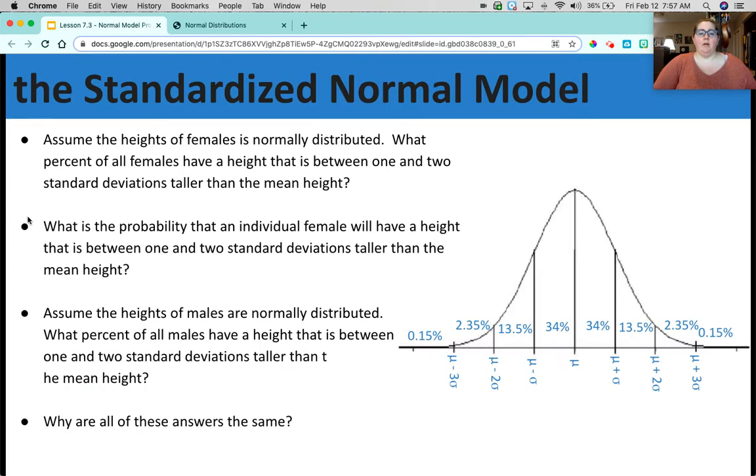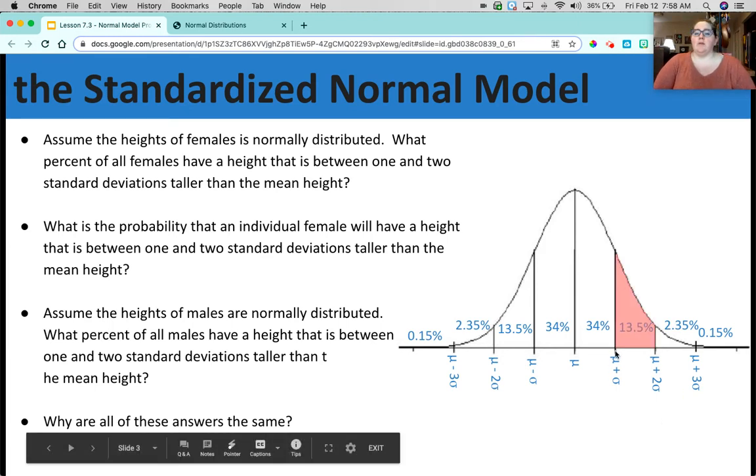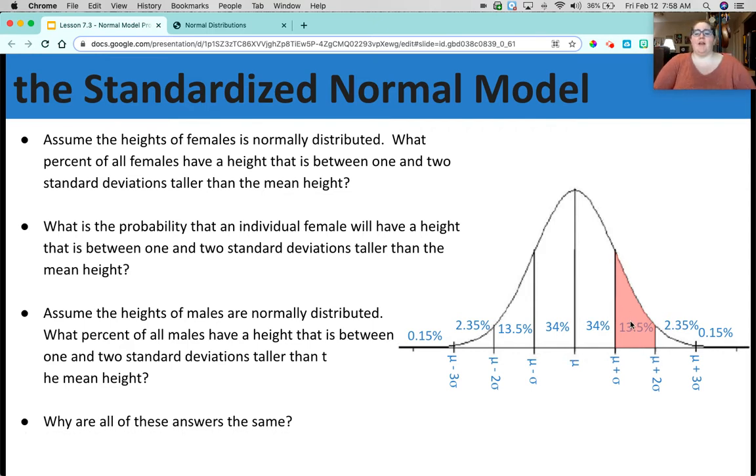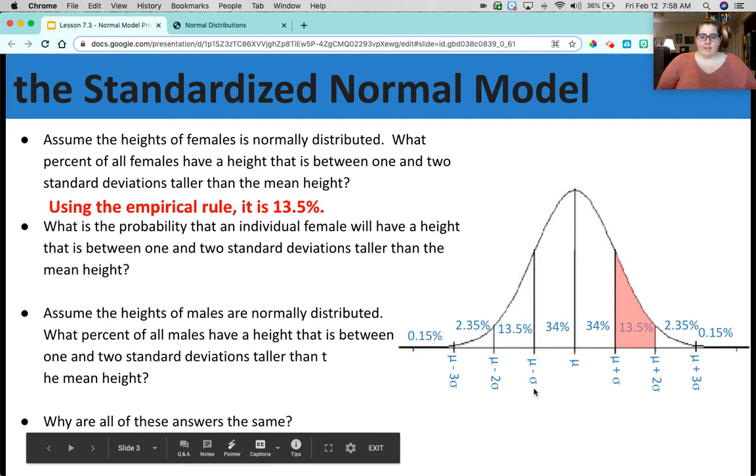So if you remember, if I were to assume the heights of females are normally distributed, what percent of all females have a height that is between 1 and 2 standard deviations above the mean height or taller than the mean height? So I know that I'm talking about 1 standard deviation above the mean to 2 standard deviations above the mean. I can shade that area, and using my lovely empirical rule, I know that that answer is 13.5% because I've divided up all of those percentages.